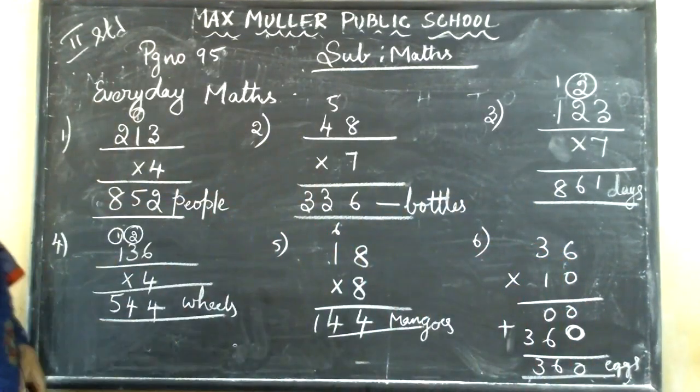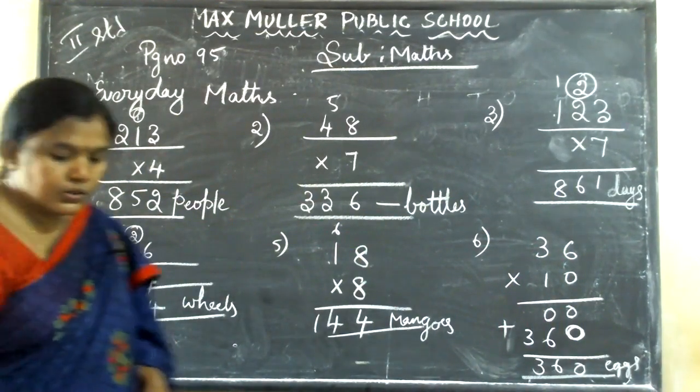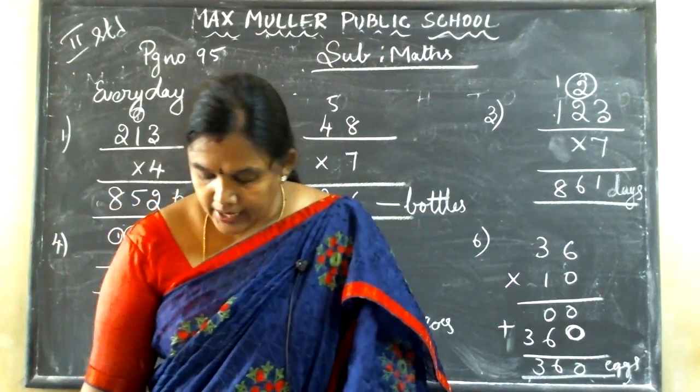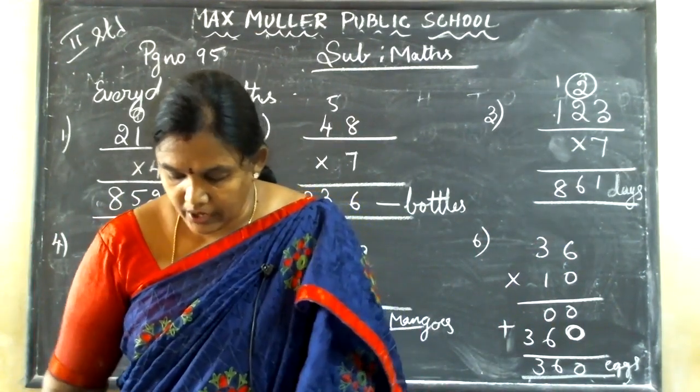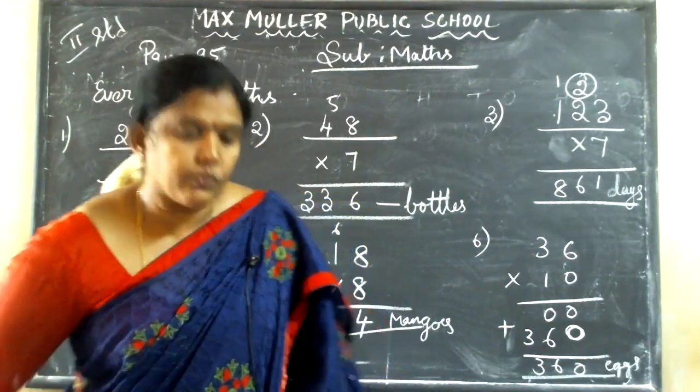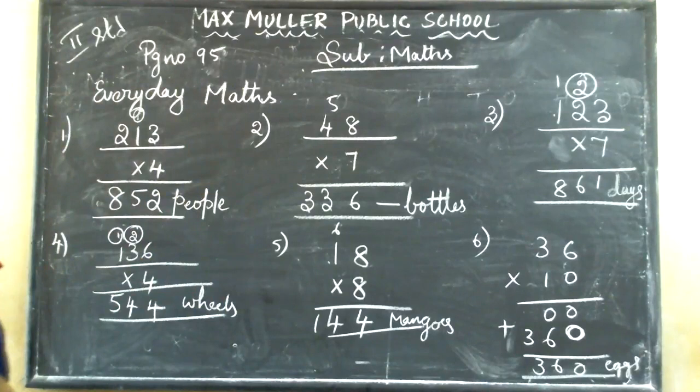This is everyday maths, 6 sums are there, no children. We finish now. Next class we will do how to multiply fast. Now I will give homework, children. If you finish, close your textbook and take homework note.